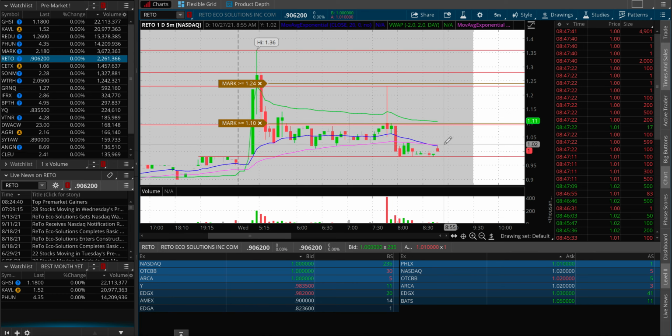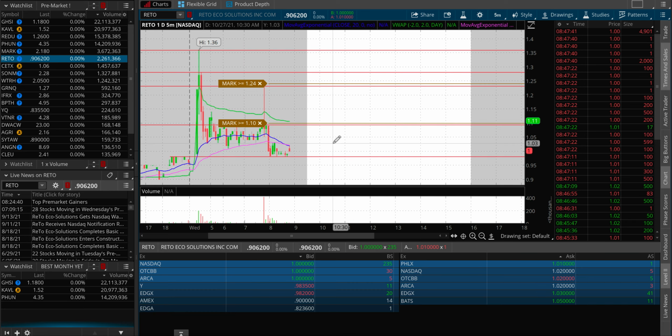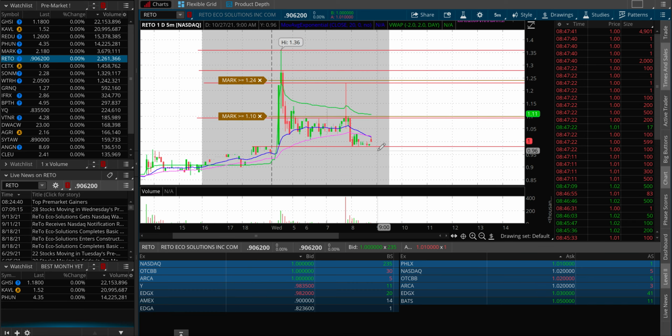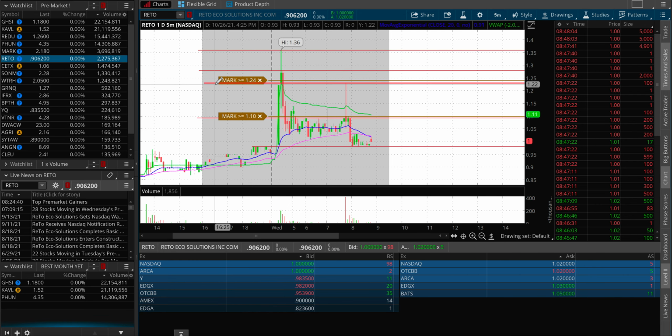I don't love the cheaper stocks, the ones below a dollar. When we're this close to a dollar, I'll trade them because then they want to reach a dollar. And this one already has a nice range because it went to 1.36 today. So I trade this one. I like the range.